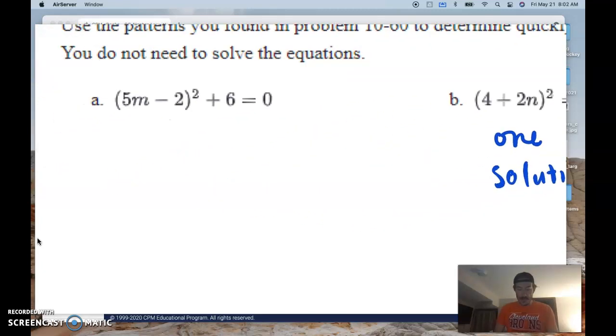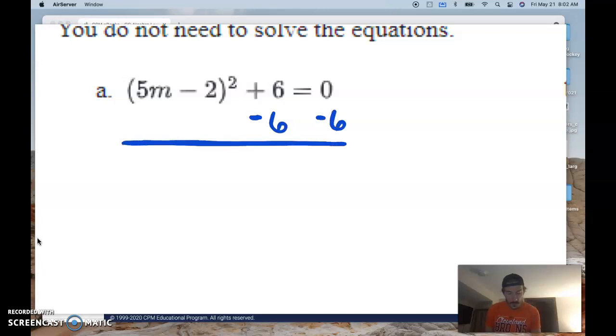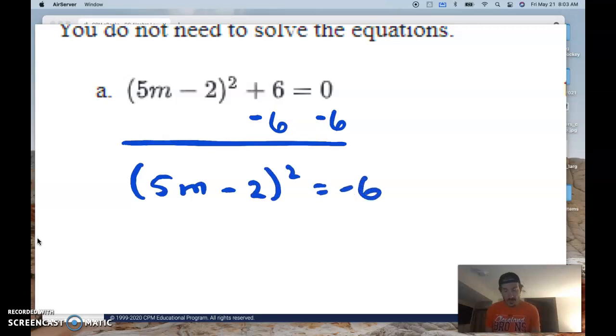And then finally, letter A. I mean, look at letter A. Letter A looks like they're trying to throw me that massive curveball, but we're not going to fall for that. I'm seeing the 0 on the right-hand side there. So instantly I want to say, hey, one solution. But I don't have that quantity squared isolated on the left-hand side, which means I should take this 6 and move it over using the inverse operation of subtraction. And now what do I got? Well, I got 5m minus 2, that quantity squared, and that's equal to negative 6.